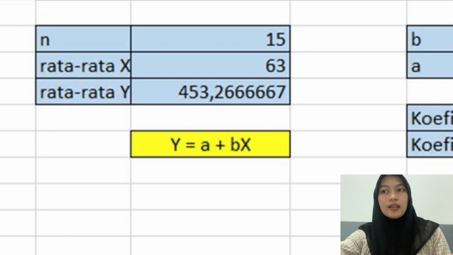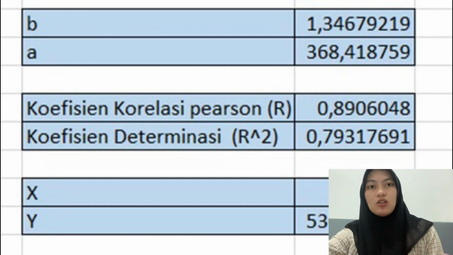For the second table is the regression calculation table. Parameter n is the number of observation data. For the second, average x is the average advertising cost. For the third, average y is the average cost of sales. And for the fourth is b or slope, the regression coefficient.